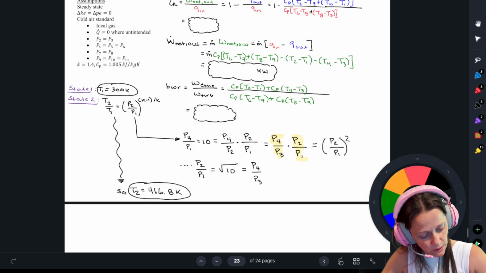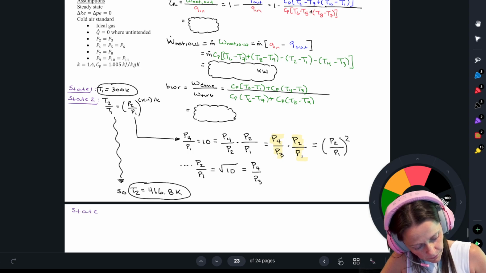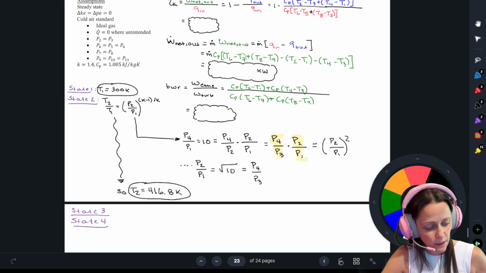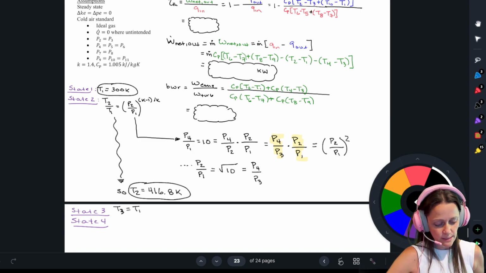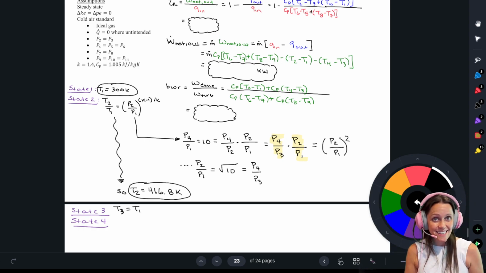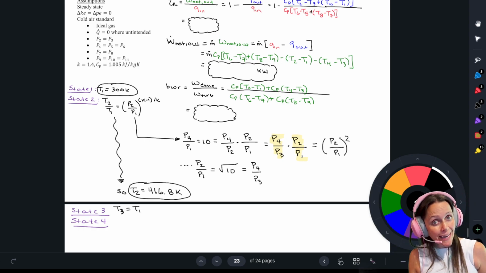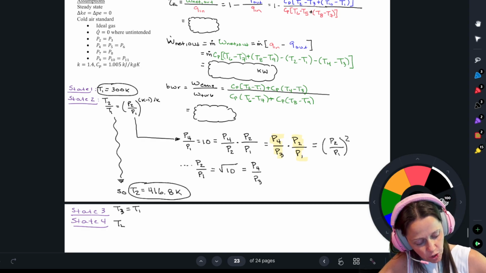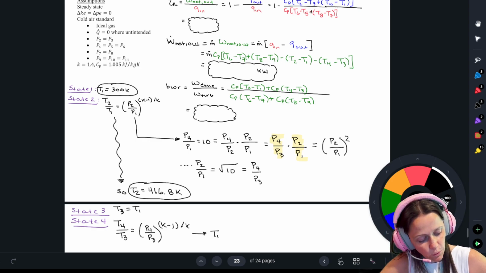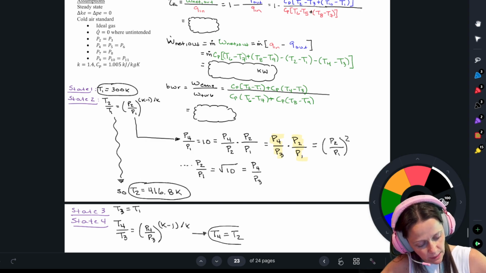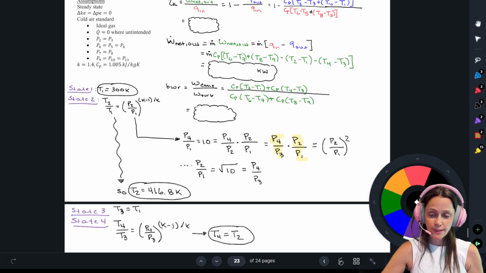Perfect. I'm going to need that one. State 3, state 4. State 3 is given to us, and actually state 3 and state 1 are exactly the same. Since it's the same operating conditions and the same inlet conditions, when we plug in our numbers, it should not surprise us to see that T4 and T2 end up being the same.